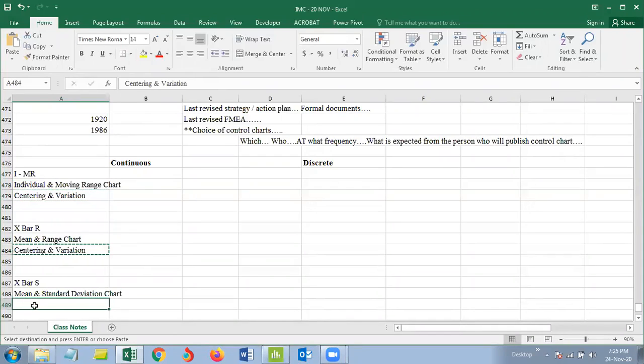Same thing is here, mean means centering, standard deviation is variation. So every time you're looking at all these charts, it is helping you do a complete, 100% analysis. When you just look at one aspect of the data and take decisions, you are doing 50% analysis. You're not doing a complete analysis, and you will not be in a position to make rational decisions.